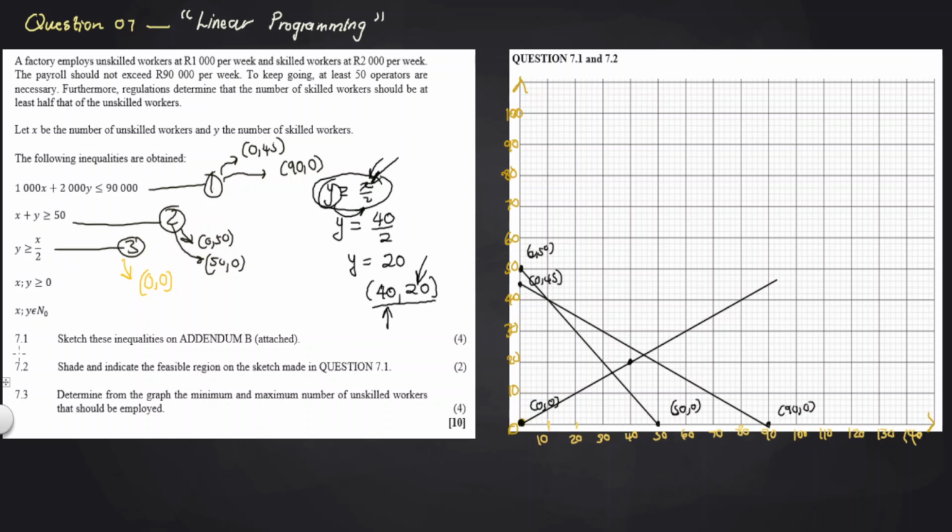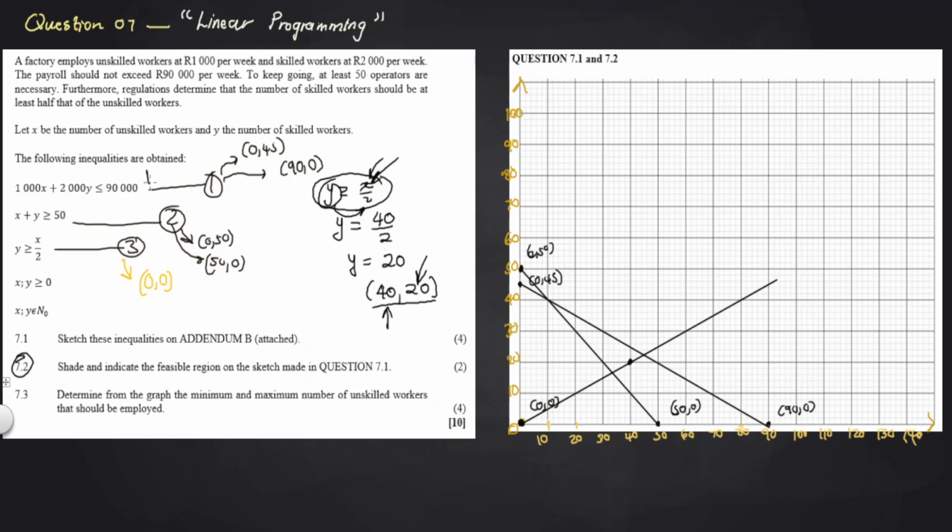Then on the next question, 7.2. Shade and indicate the feasible region on a sketch in 7.1 for 2 marks. All right, so this is when you now start considering the inequality signs so that you can shade your feasible region. If you have an inequality sign that is bigger than or equal to something, you shade above the line. If you have an inequality sign that is less than or equal to, you shade below the line.